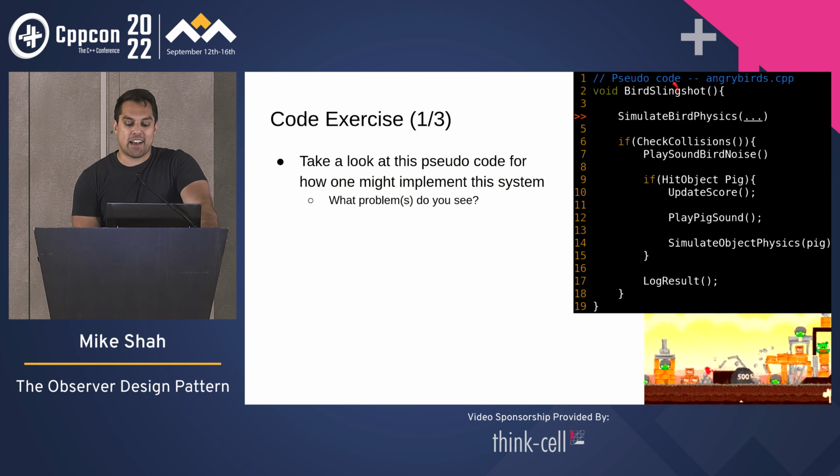So you have this bird slingshot function here. And maybe you simulate the bird physics and send it out. And then you check if there's a collision. If there's a collision, you play some noise and do all these other sorts of things here. So I guess, what do folks think about this? Or the way I can ask it is, what problems do you see with this type of code here if you wrote this?